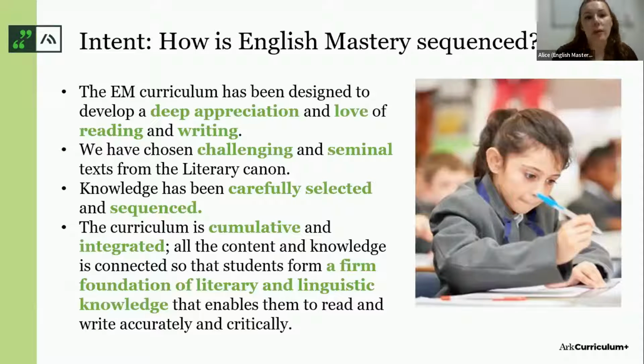So we've thought really carefully about our intent, and the English Mastery Curriculum has been designed to develop a deep appreciation and love of reading and writing. That's at the core of what we do. And we've chosen really challenging and seminal texts from the literary canon. You'll notice that when we look at the curriculum map. And knowledge is really carefully sequenced and selected due to its power and utility. So the Literary Heritage Curriculum explicitly teaches and tests knowledge that will support students' understanding of future texts in the Literary Heritage Curriculum and their ability to inspire awe, wonder and engagement.